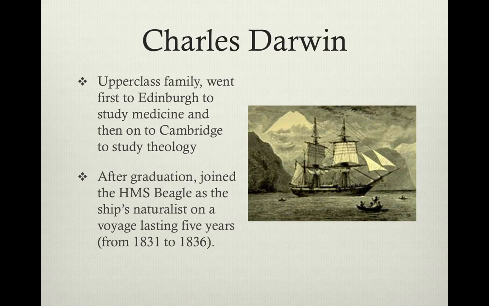We note that Charles Darwin is the name most commonly associated with the theory of evolution by natural selection. And so we'll start with just a little bit of historical context about Darwin himself, and then we'll go on to talk about the specifics of evolution by natural selection. Charles Darwin was from an upper-class family. He went first to Edinburgh to study medicine, and then on to Cambridge to study theology.